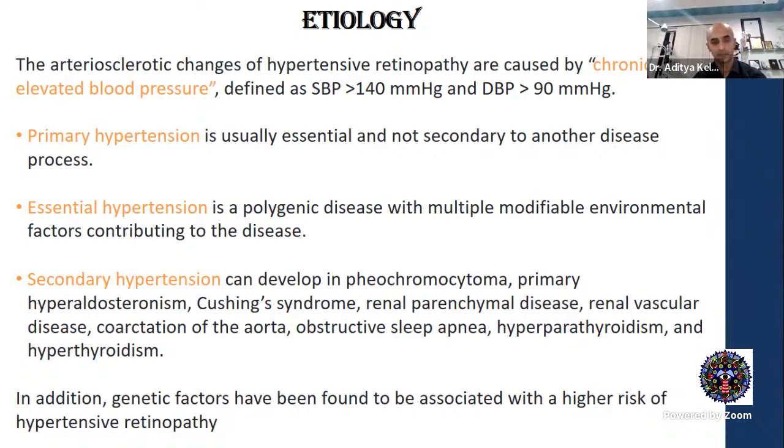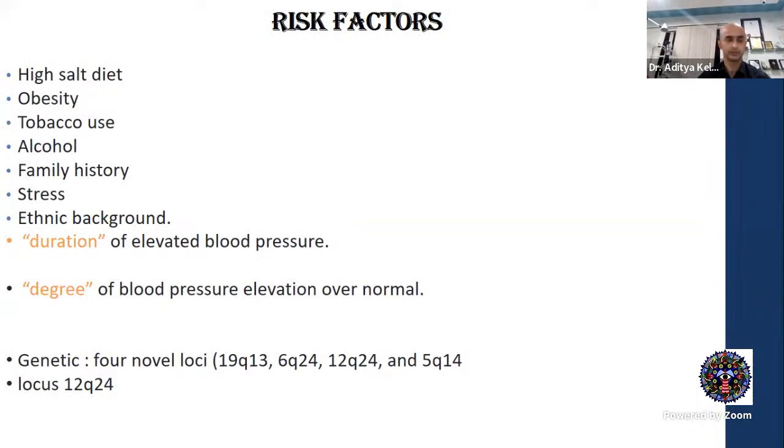And then the secondary hypertension, which usually develops due to secondary causes such as pheochromocytoma or hyperaldosteronism or Cushing syndrome or renal parenchymal disease or renal vascular disease or certain other cardiovascular elements. In addition, there are genetic factors which are associated with higher risk of hypertensive retinopathy.